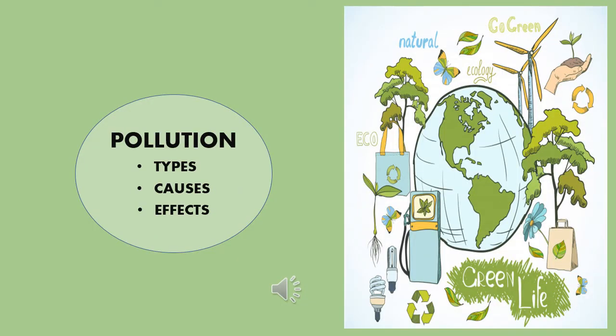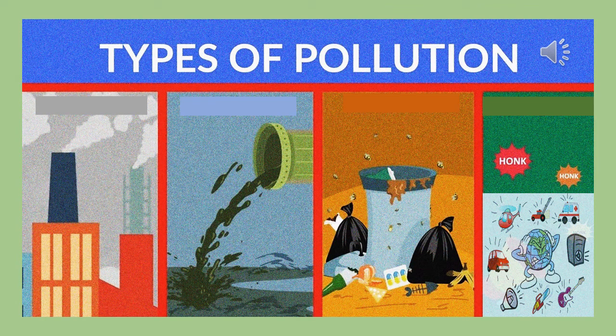Since pollution is the source of all the problems our environment suffers from, we're going to study it in detail in the coming slides. We're going to see some types of pollution, the causes of pollution, and some effects of pollution. Well, there are several types of pollution. In this lesson, we're going to see just the four most important ones. I'd like you please to look at these pictures and try to guess which type of pollution it is.